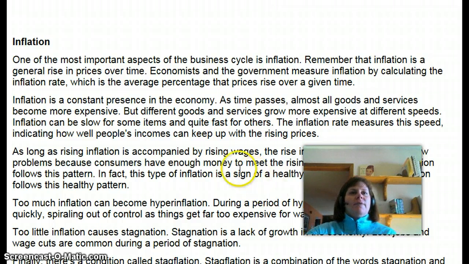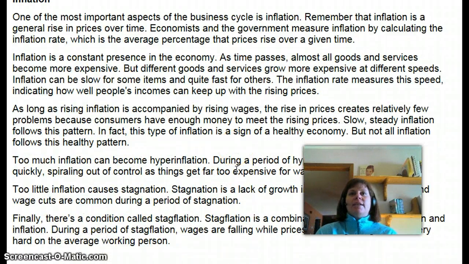As long as rising inflation is accompanied by rising wages, the rise in prices creates relatively few problems because consumers have enough money to meet the rising prices. Slow, steady inflation follows this pattern. In fact, this type of inflation is a sign of a healthy economy, but not all inflation follows this healthy pattern. Too much inflation can become hyperinflation.